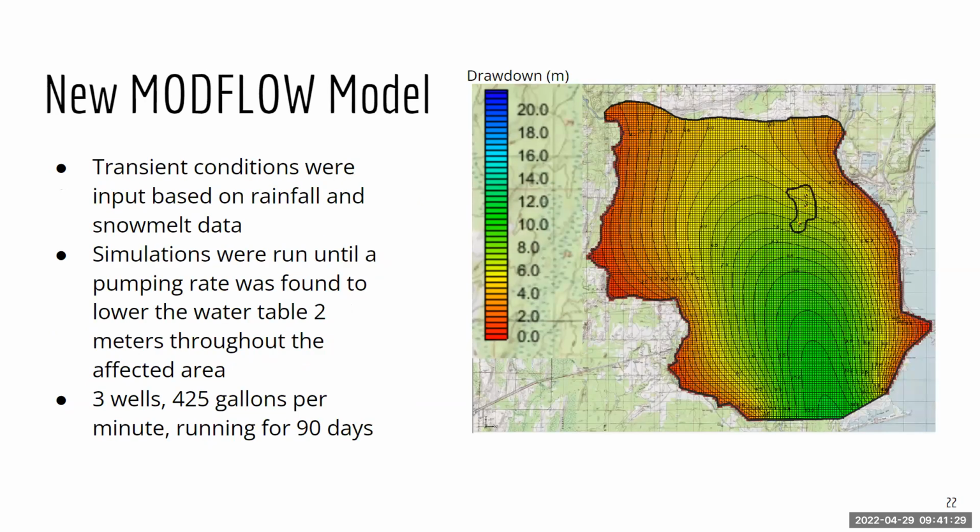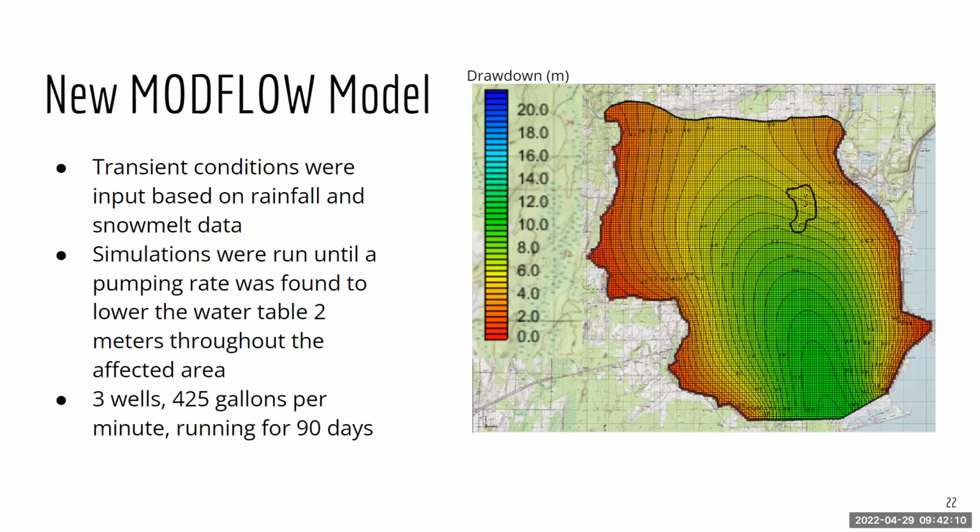So after we calibrated the model and found an adequate recharge value and hydraulic connectivity, we inputted all of the data that Jack mentioned for the transient model, and we ran some simulations and found that a pumping rate of 425 gallons per minute for each of the 3 wells would satisfy the groundwater drawdown that we need. Based on this map in the affected region, we're looking at somewhere in the range of 6 to 10 meters of drawdown, which is more than what we need. We really only need 2 to 4 meters to get it below the basement level.